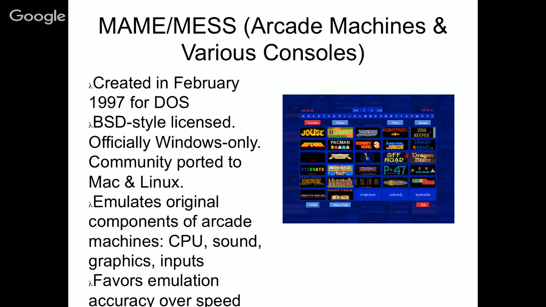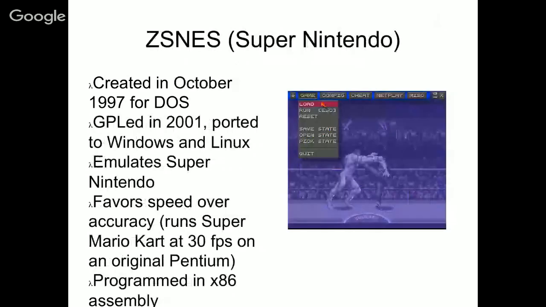So SNES does Super Nintendo, another 1997 birth for DOS, GPL'd in 2001. This is the one I used a lot growing up. It favors speed over accuracy, and it's actually programmed in x86 assembly. Yeah, so it's open source if you want to look at it, but good luck.